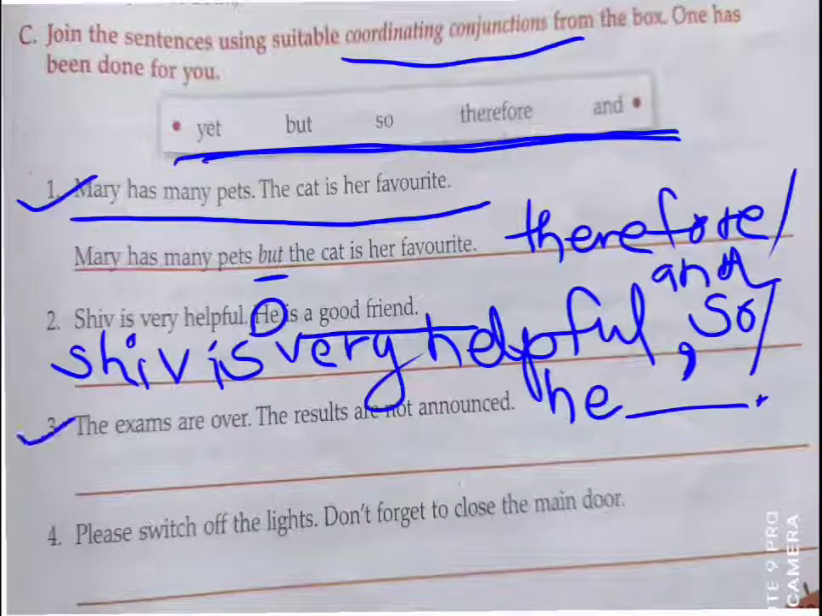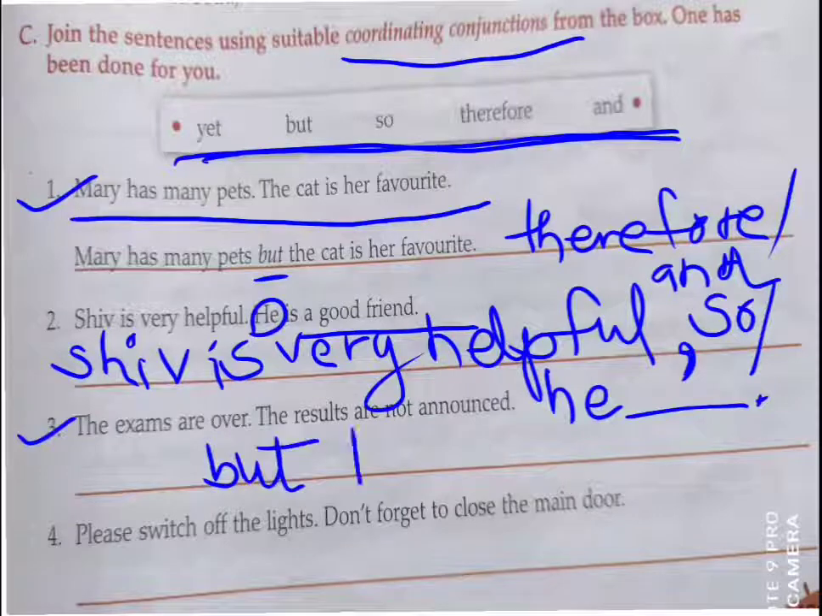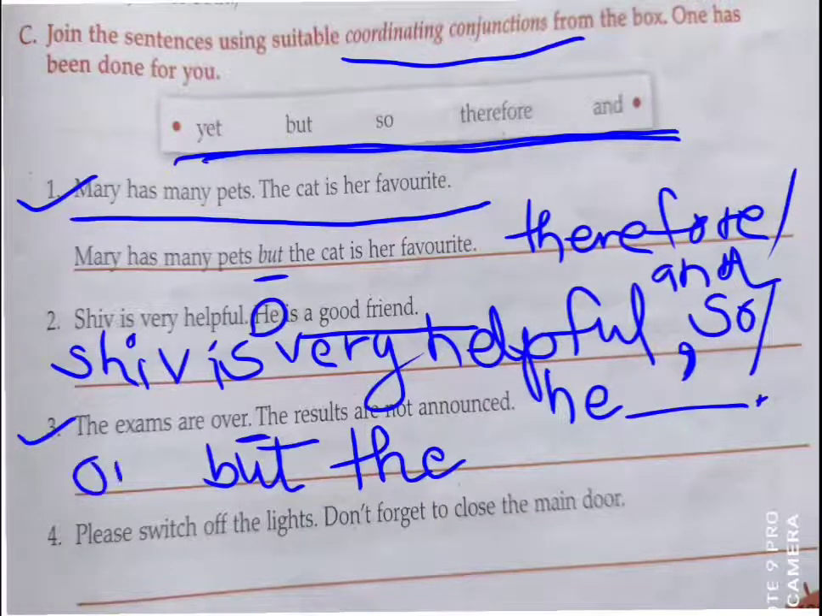Now look at number 3. The exams are over. The results are not announced. The exams are over, but the T is small. T will not come capital. And after over here, you don't have to put anything. Just remove this full stop. Over, but the results are not announced, full stop.